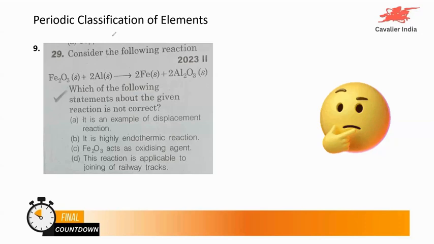Option A is, it's an example of displacement reaction. B, it is a highly endothermic reaction. C, Fe2O3 acts as oxidizing agent. D, this reaction is applicable to joining of railway tracks. Just try to answer this question. Consider the following statements about the given reaction, which is not correct? Anyone? Answer it.